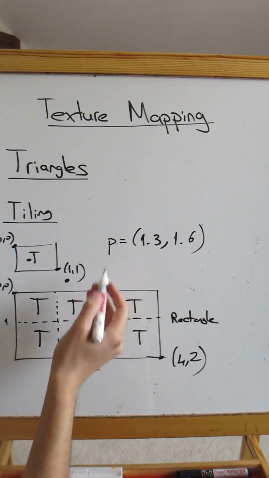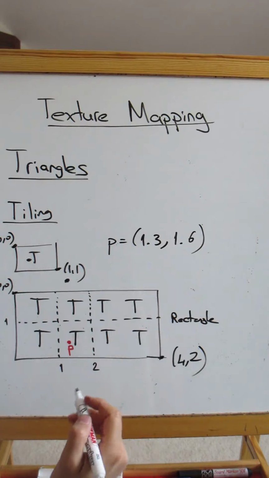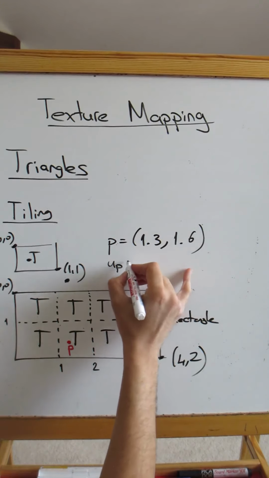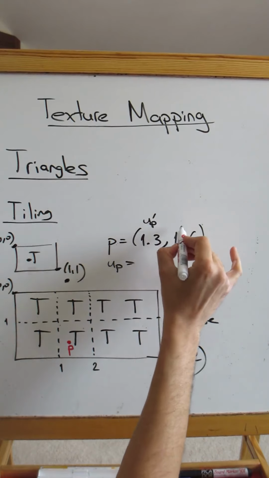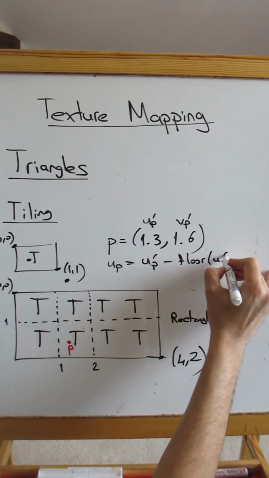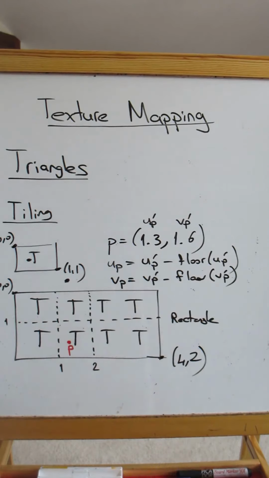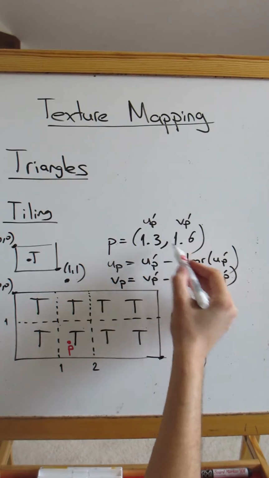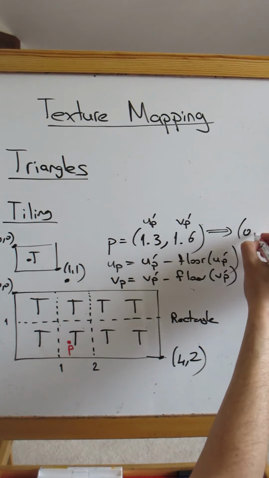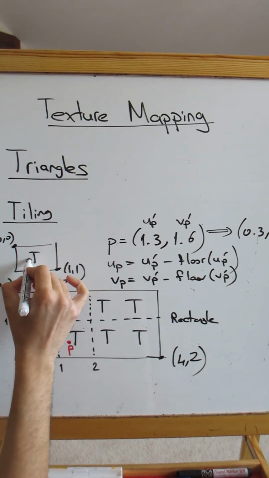Now, to do tiling, we simply subtract the floor of these fractional values from the values themselves. So the texture coordinate is going to be, let's call this UP prime and this VP prime. UP is going to be UP prime minus floor of UP prime, and similarly VP is going to be VP prime minus floor of VP prime. So as you can see, floor in this example is going to be 1 for both of them. So after doing these subtractions, we are going to have 0.3, 0.6. So we basically go like this, and we find this value.